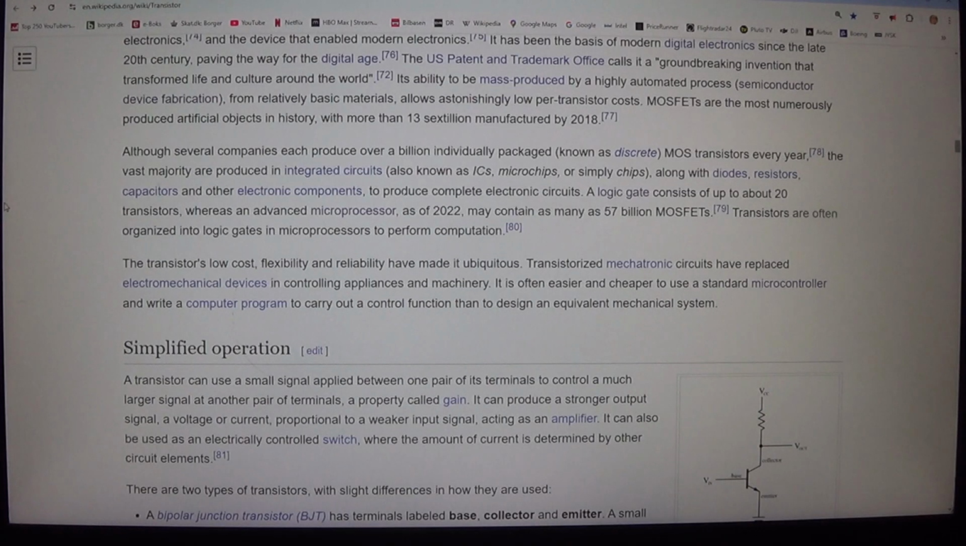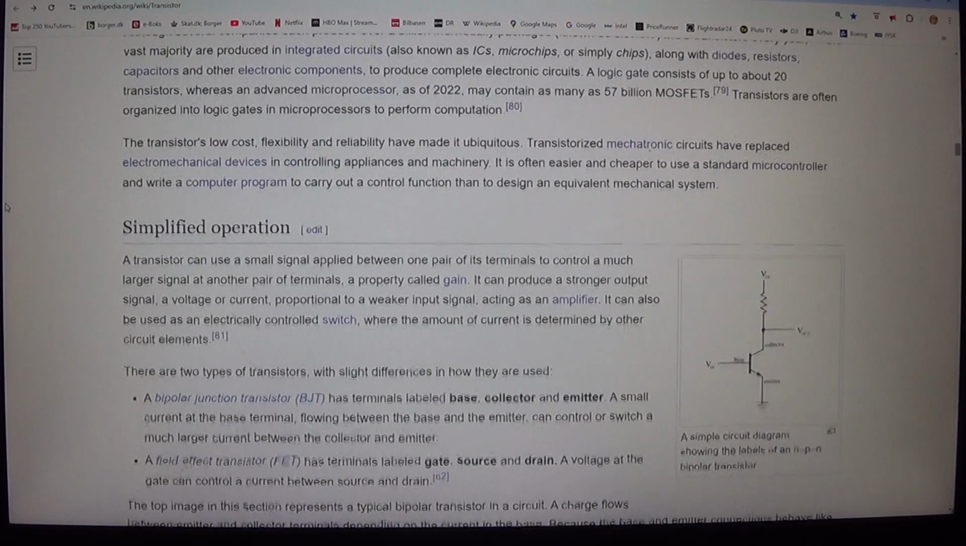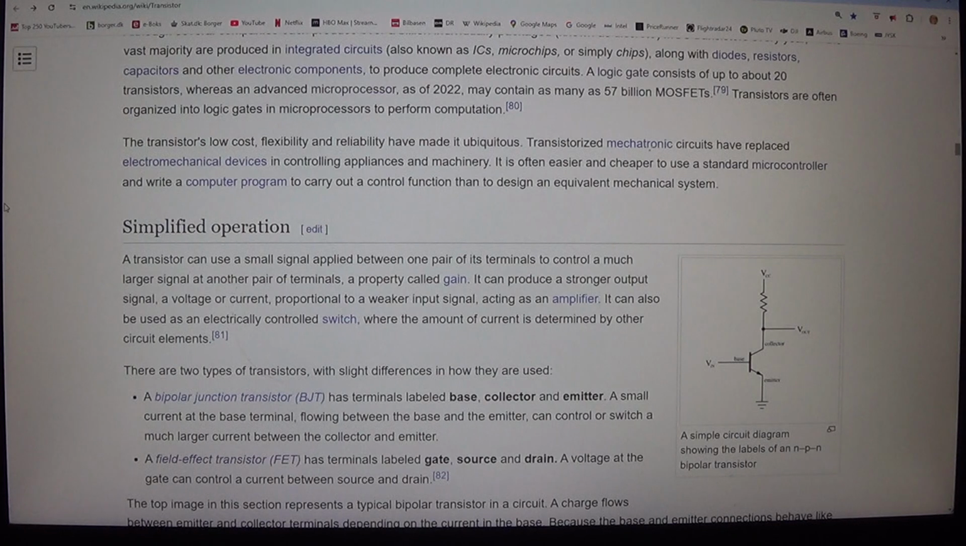A logic gate consists of up to about 20 transistors, whereas an advanced microprocessor, as of 2022, may contain as many as 57 billion MOSFETs. Transistors are often organized into logic gates in microprocessors to perform computation. The transistor's low cost, flexibility and reliability have made it ubiquitous.